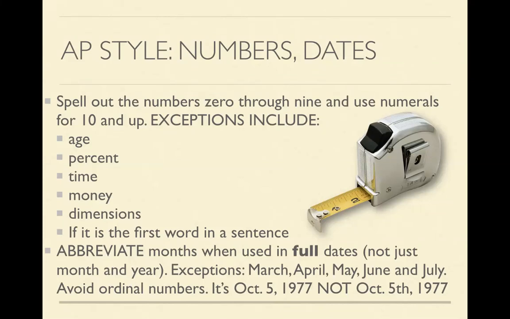Okay. Now, the other thing with the date and the month and all that is you want to avoid ordinal numbers. That means first, the ST in first, ND in second, RD in third, TH in fourth, TH in fifth, right? You don't want to write the TH and the ND and the ST and all that. You just want to write the numbers. So it's October 5, 1977, not October 5th. Okay. All right.